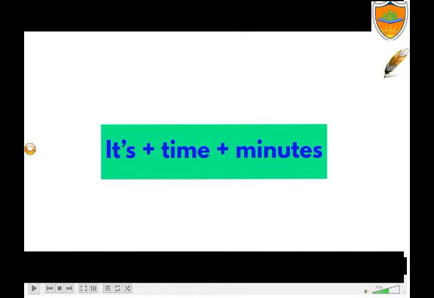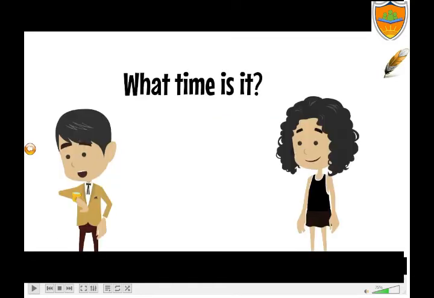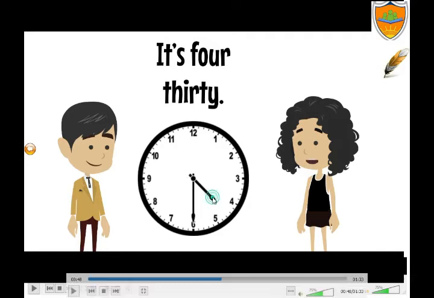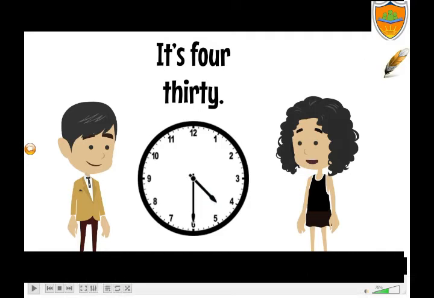When the time is with minutes, we answer with it's plus time plus minutes. What time is it? It's 4:30. Here, the short hand is on 4 and the long hand is on 6. So the right answer is it's 4:30.